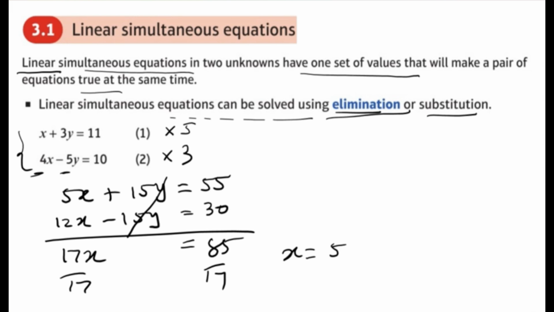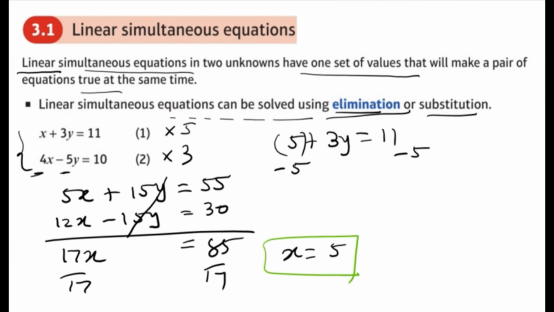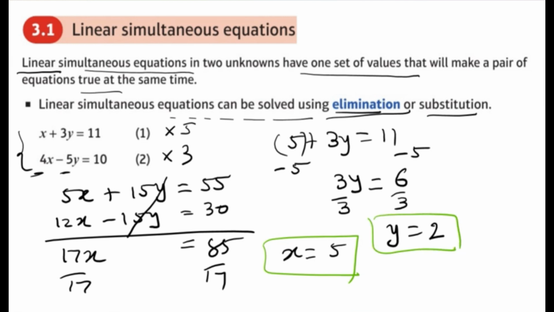This is my solution for x, but I have to find the value of y as well. So in equation 1 I am substituting the value of x. So 5 plus 3y is equal to 11. As you can see, instead of x I substituted 5 because I already found x is equal to 5. Minus 5 on both sides, so 3y is equal to 6. Divide by 3, so y is equal to 2. So my value of y is 2.